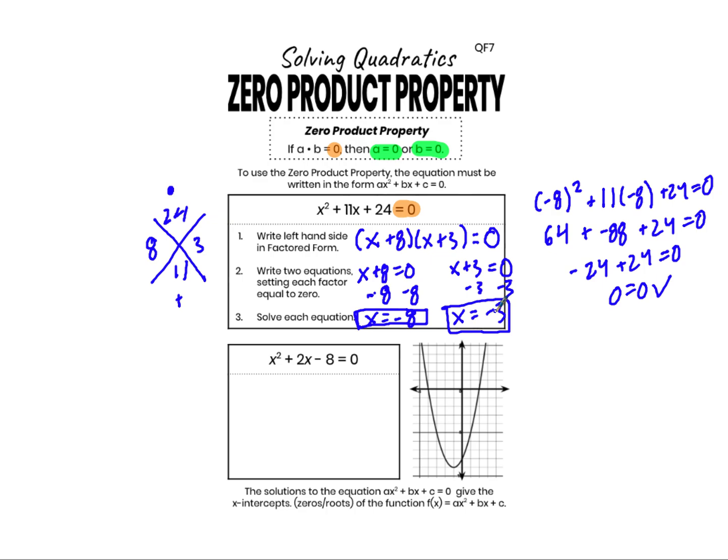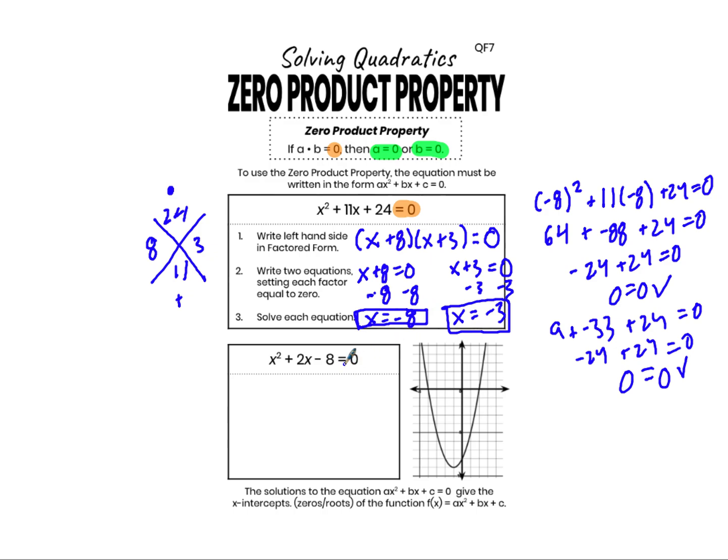If I plug negative 3 in, I am similarly able to verify that negative 3 is a solution. Negative 3 times negative 3 is 9. 11 times negative 3 is negative 33. And 9 plus negative 33 is negative 24. So does negative 24 plus 24 equal 0? Yep. So x equals negative 3 is my second solution to this equation.